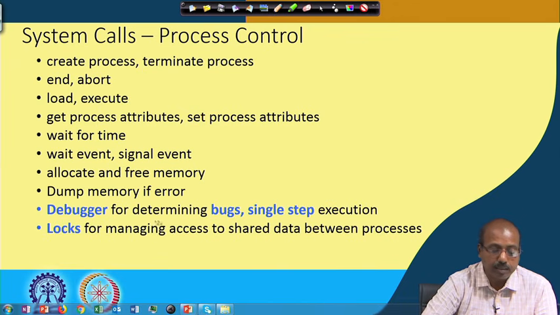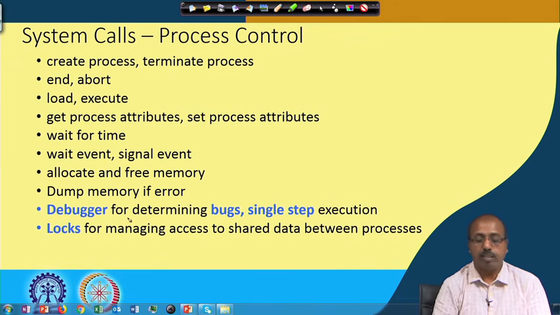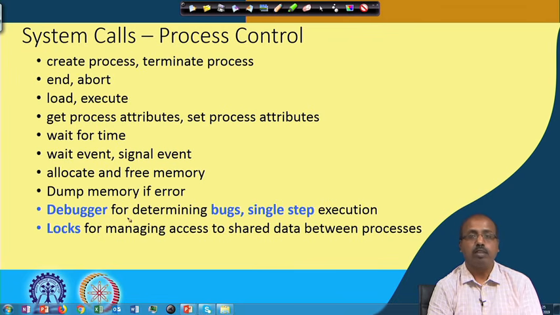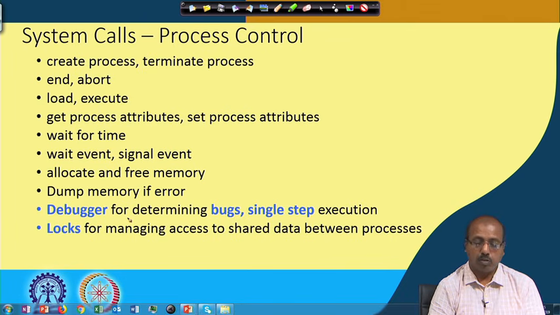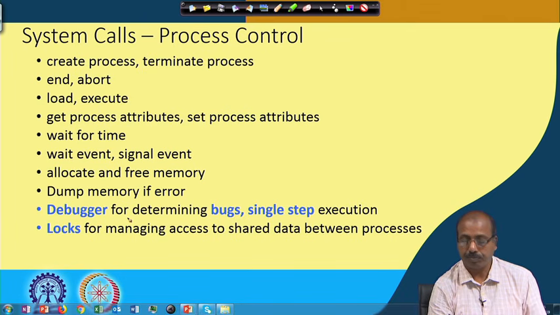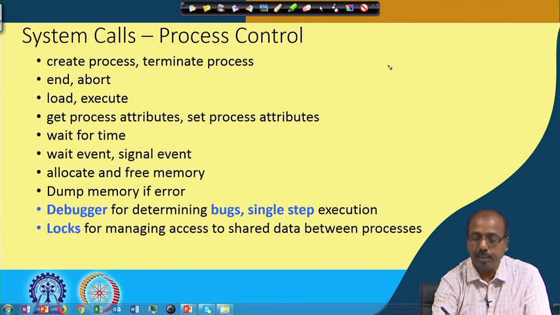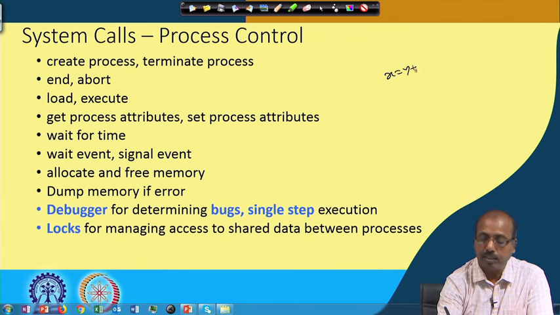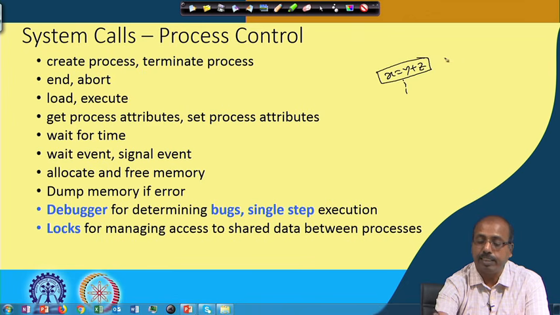Then a debugger is required for determining bugs. We should be able to do single step execution. A debugger is for checking why a particular situation has occurred, when the program is not running properly. For example, I might have written a program that does a computation, x equal to y plus z, and so on. After executing this line, how do I check whether this line was properly executed or not? I should be able to see what is the value of y, what is the value of z, and what is the value of x.